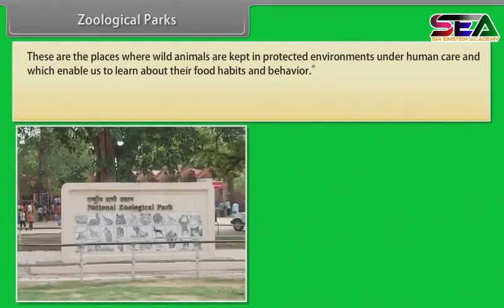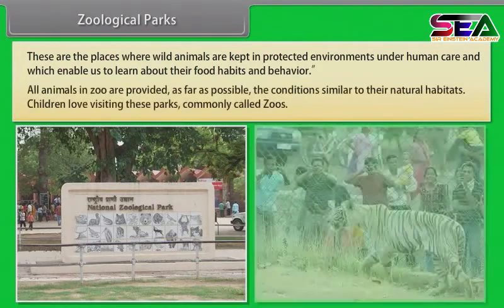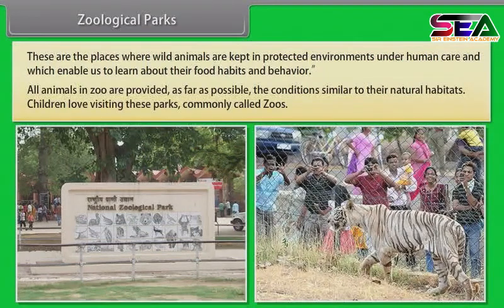Zoological Park. These are the places where wild animals are kept in protected environments under human care and which enable us to learn about their food habits and behavior. All animals in zoo are provided, as far as possible, the conditions similar to their natural habitats. Children love visiting these parks, commonly called zoos.